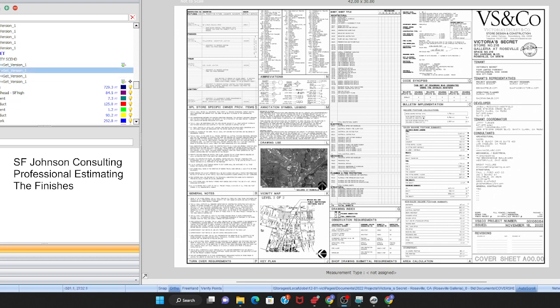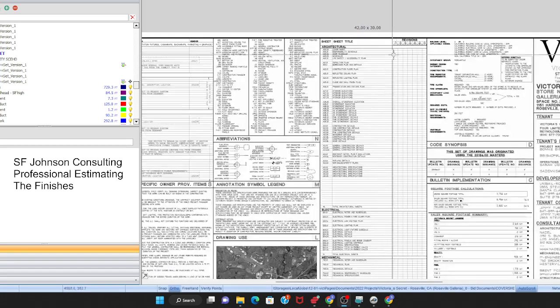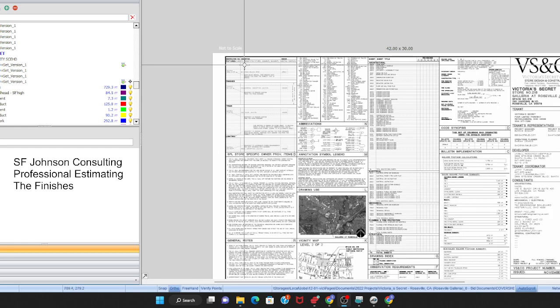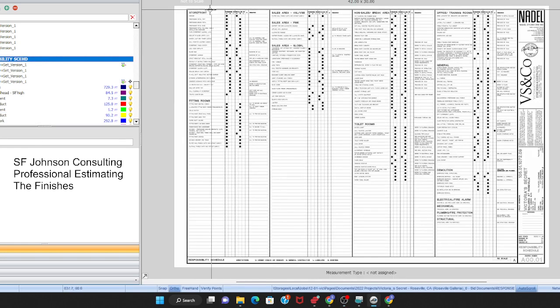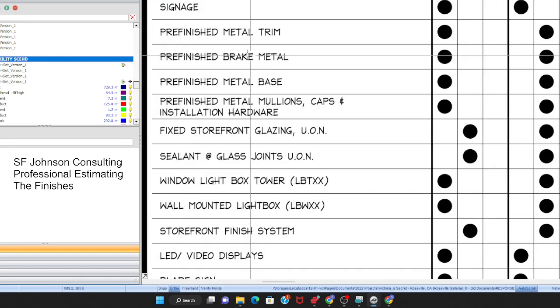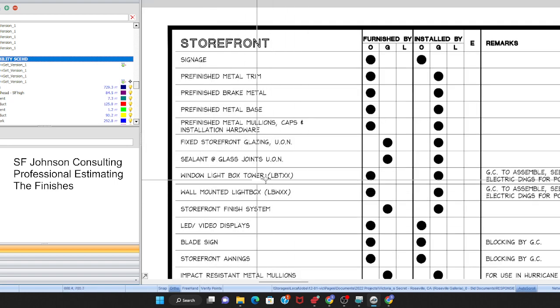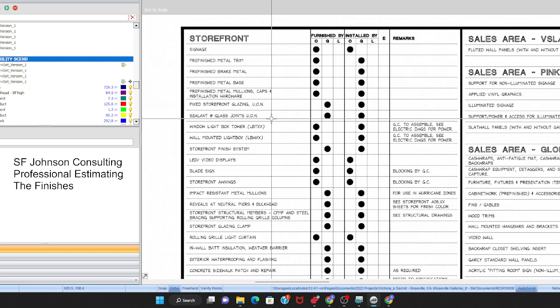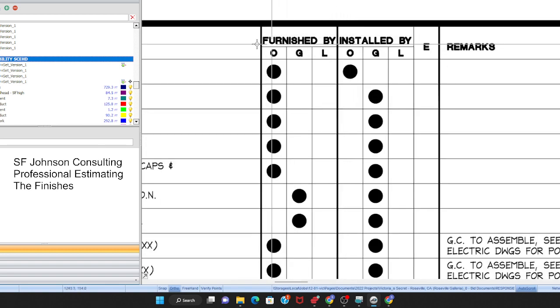Okay, so in any set of construction documents, you always want to take a look at, of course, all the sheets within the set. On this cover sheet, we have the responsibility chart. And with the responsibility chart, because we are working with finishes, that could be all of the different metal trims and pre-finished metal, and this is a box tower storefront finish system. Whatever it is, because it's finishes, you need to look on the responsibility chart and see who's furnishing it and who's installing it.